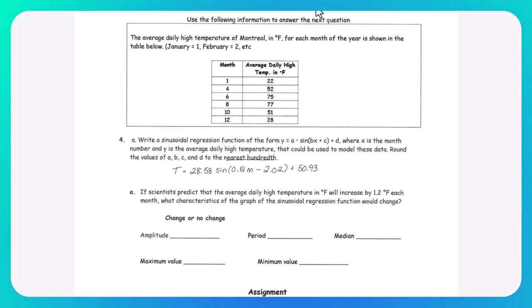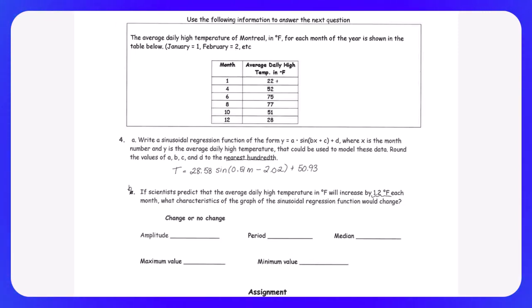Now you may have noticed our D values have always been positive in these examples. Please note that they can be negative as well. If a scientist predicts that the average daily temperature in degrees Fahrenheit will increase by 1.2 degrees Fahrenheit each month, what characteristics of the graph of the sinusoidal regression function would change?